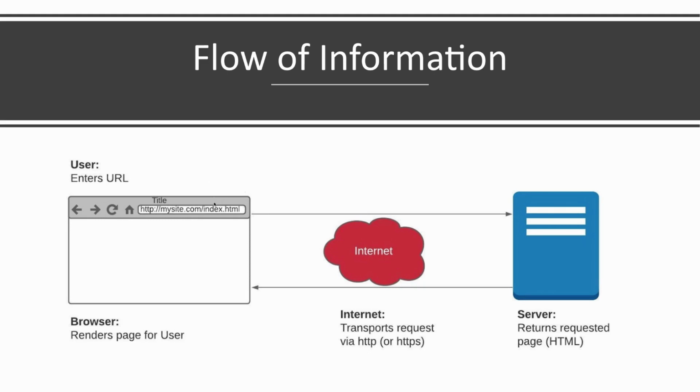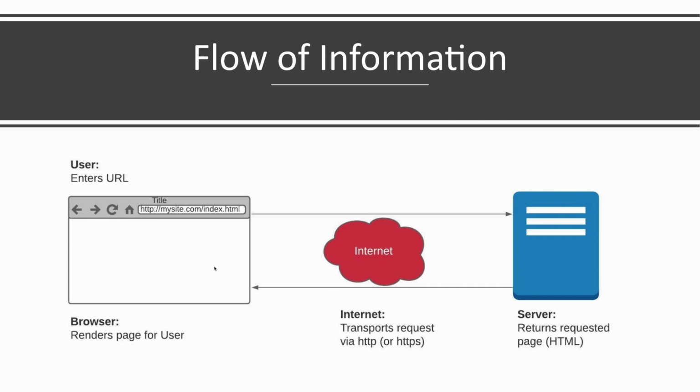Once that URL is entered, it gets routed over the internet via the domain name system, and the domain in this case is mysite.com, and it gets routed to the correct server, and then the server interprets that request and returns HTML. And it returns the request over the internet using the HTTP protocol, and the HTTP protocol moves over port 80 over TCP/IP.